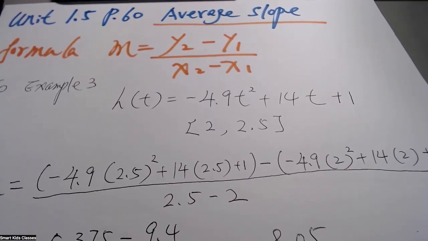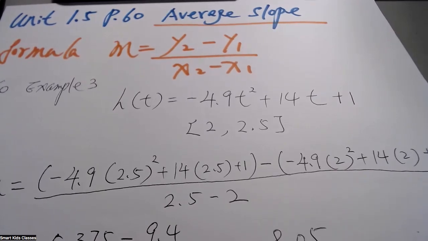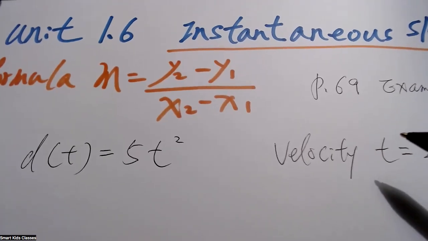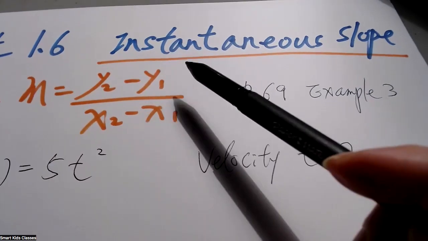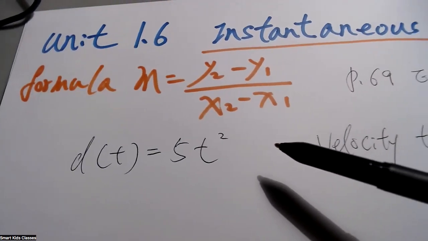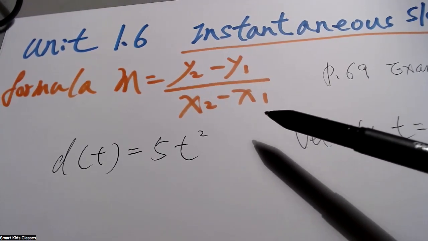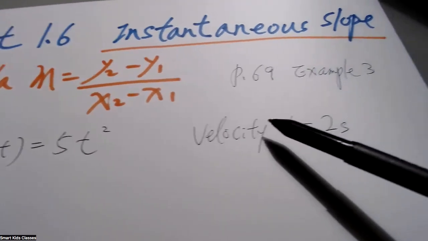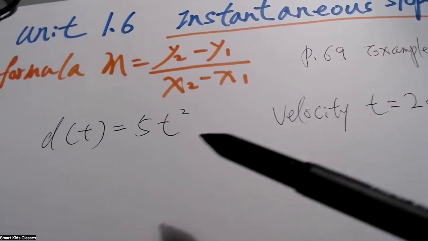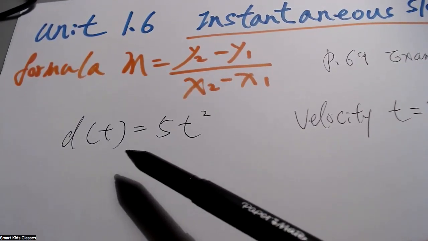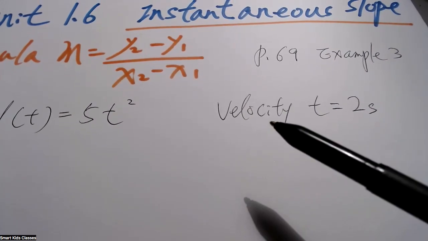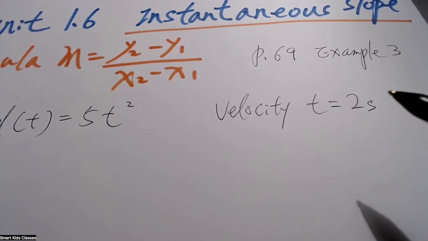So I'm going to explain the next unit, 1.6. In the textbook, unit 1.6 is the calculation for the instantaneous slope, using the same formula, m equals y2 minus y1 over x2 minus x1. Please look at page 69, example 3. We have an equation d(t) = 5t squared. The question asks for the velocity when t equals 2 seconds.